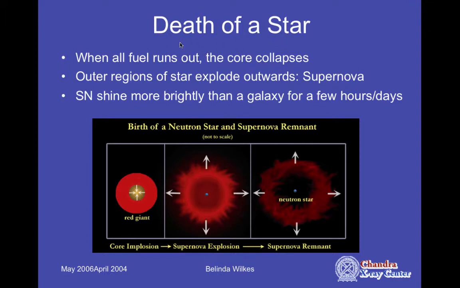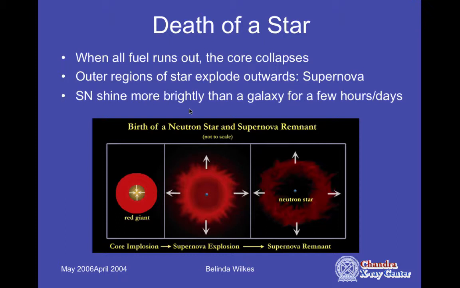So, death of a star. Here we go again. When the fuel runs out, the core collapses. The outer regions of the star split outwards in a supernova. A supernova can shine more brightly than a whole galaxy in the sky. So we actually observe these with telescopes. We can see these stars exploding.